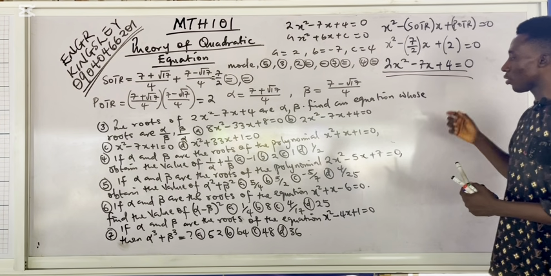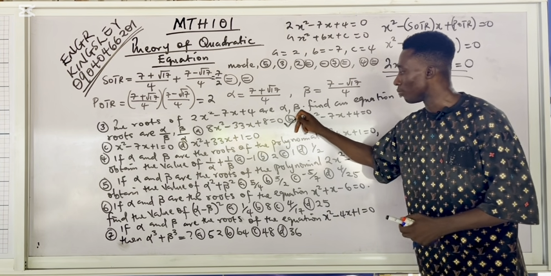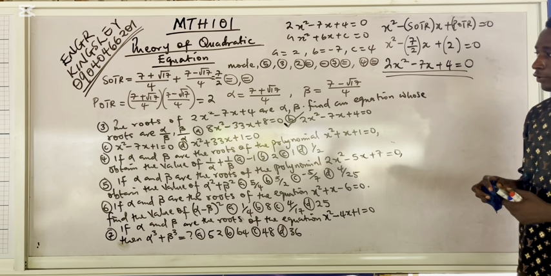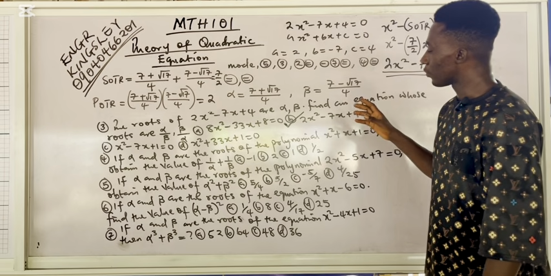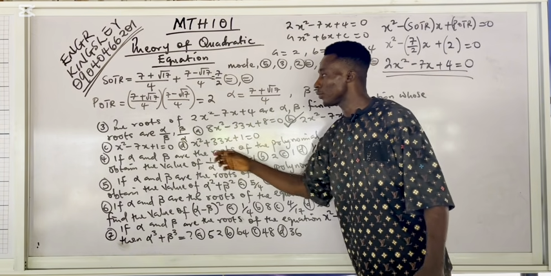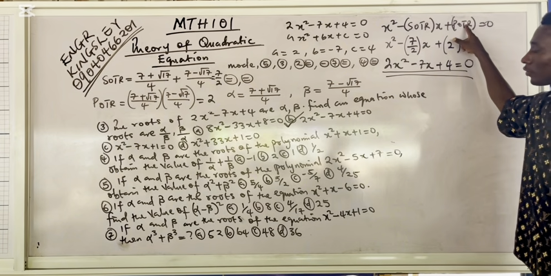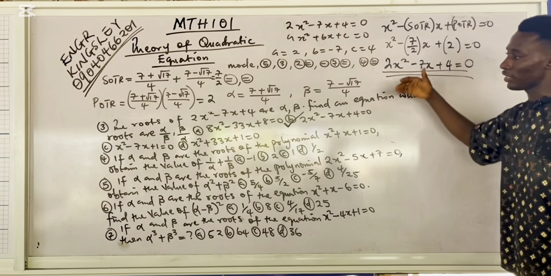So you check your option. Is there any option that looks like that? Yes, option number B is correct. Okay, that is all for number 3. Number 3, you just have to get the values of the roots. You use this main equation that connects sum of the roots and product of the roots. Get the sum of the roots and product of the roots, then you find the equation.